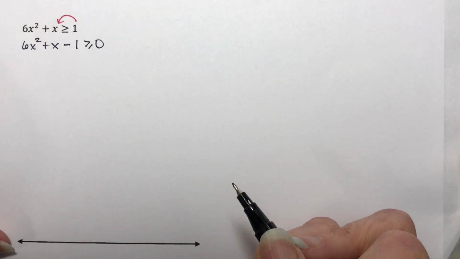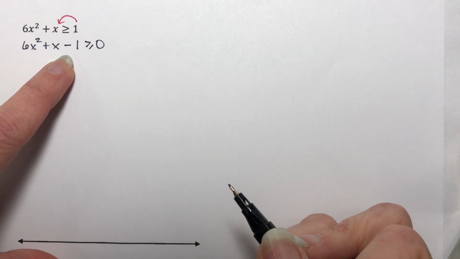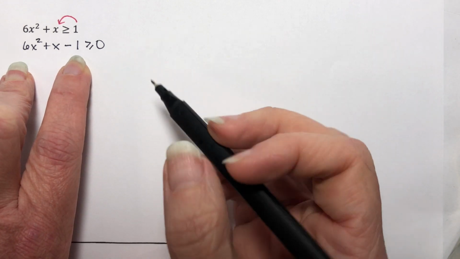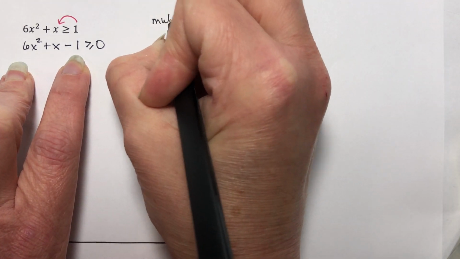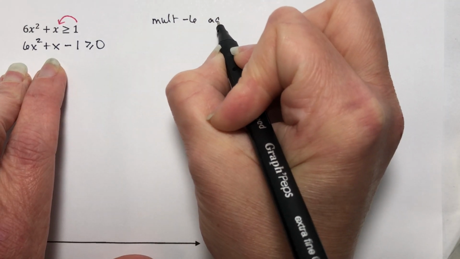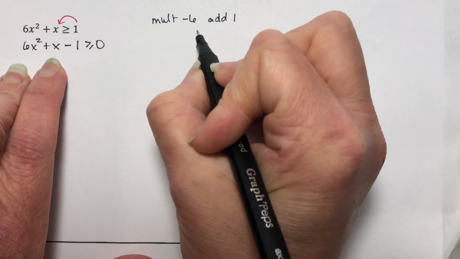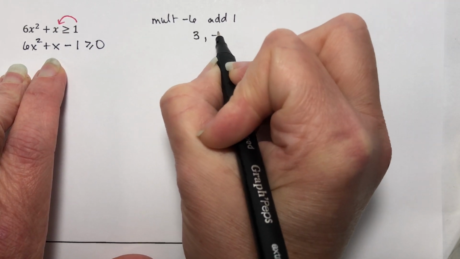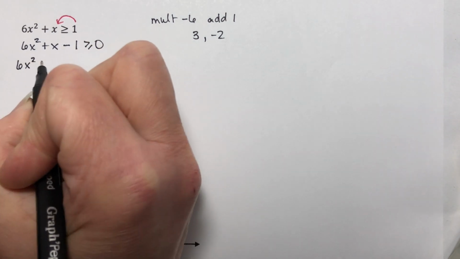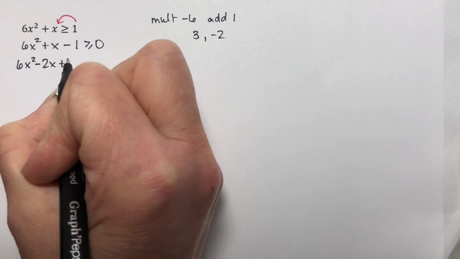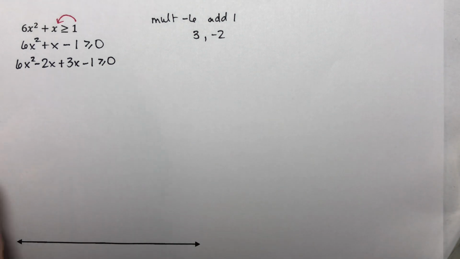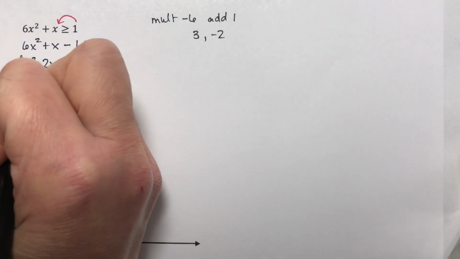Now I need to get this factored. I do not have a GCF, and I don't have perfect squares, so I'm going to be looking for two numbers that multiply to 6 times negative 1, so negative 6, and that add to a positive 1. That's going to be positive 3 and negative 2. So I rewrite this as 6x squared minus 2x plus 3x minus 1 is greater than or equal to 0. Now group.